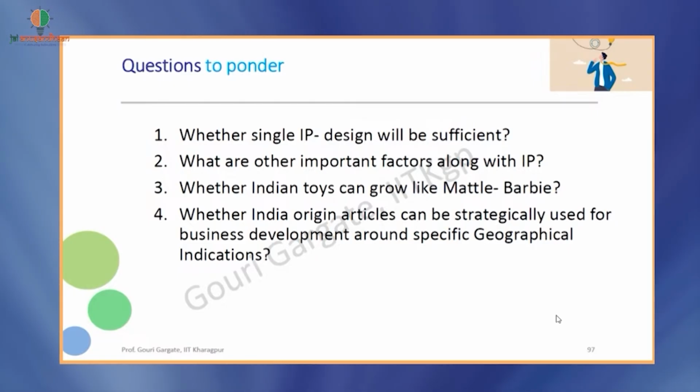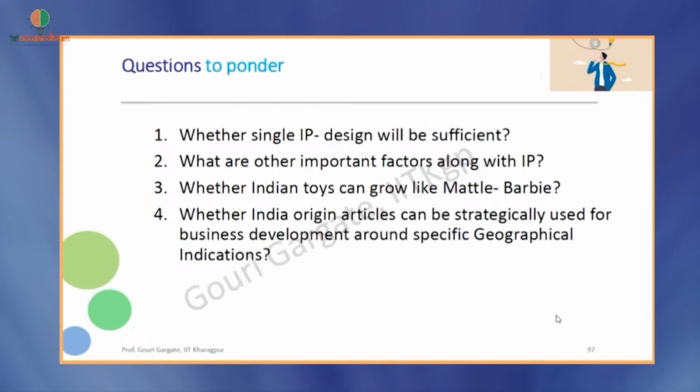We cannot just say, oh, I have received my design registration, and now there will be a queue of people asking for my IP. That will never happen. We have to take efforts. We have to think about other IPs. We have to think about marketing, and a lot of effort is required. Whether Indian toys can grow like Mattel, like the Barbie case, we have to think. I will share a few examples here.